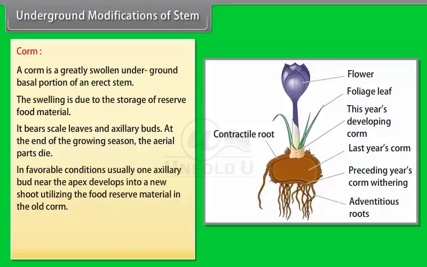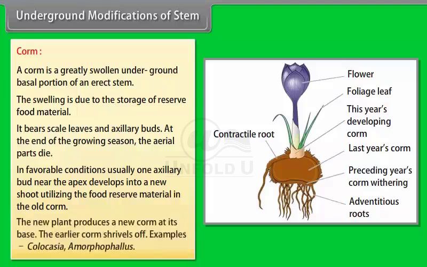In favorable conditions, usually one axillary bud near the apex develops into a new shoot utilizing the food reserve material in the old corm. The new plant produces a new corm at its base. The earlier corm shrivels off. Examples: colocasia, amorphophallus.